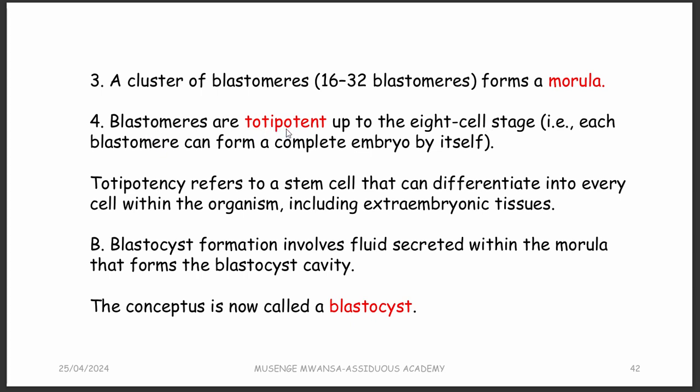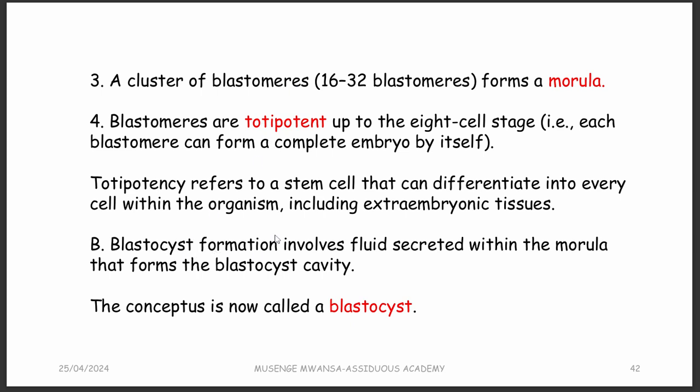What do we mean by totipotent? Each blastomere, each one of those cells which we are seeing inside up to the 8 cell stage, you can actually take one of those cells, and it can still form a complete human being. Only one, okay? Because each blastomere can form a complete embryo by itself. That's totipotent. Totipotence refers to a stem cell that can differentiate into every cell within the organism, including extra embryonic tissue, the tissue that supports the embryo. This comes in the exam.